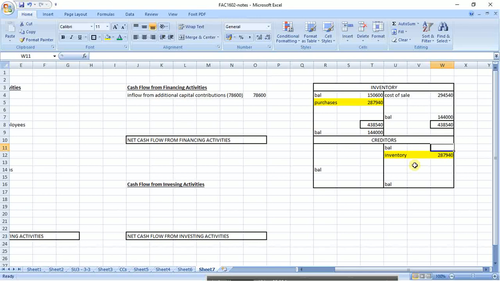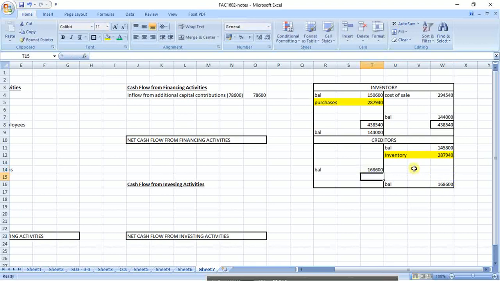Trade payables. At the beginning it was 145,800. At the end it's 168,600. Okay, there we go.